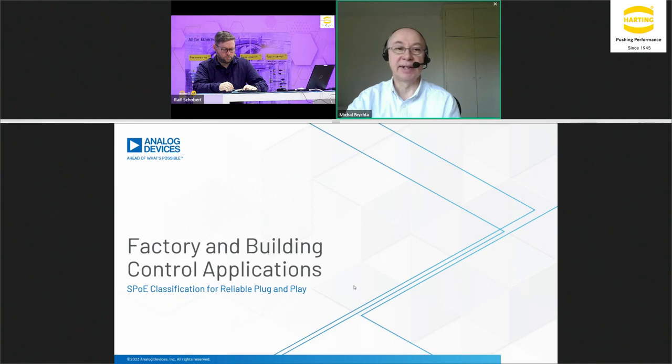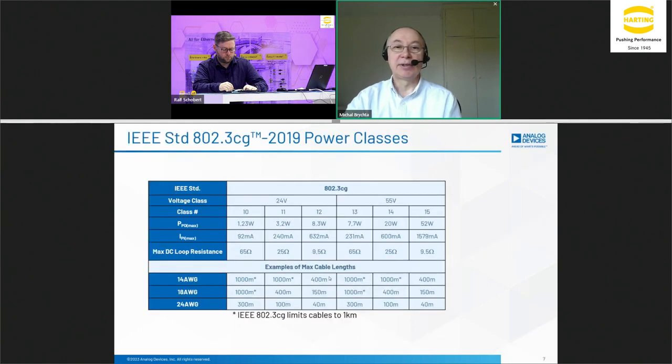Start with the factory and buildings. So as you can see, the power classes, these are defined in IEEE for different devices that need different power, starting from over a watt, going all the way up to over 50 watts of power over the single pair Ethernet. And you can see two different voltages. And I'll talk a little bit more about that, because some devices may need 24 volts for various reasons.